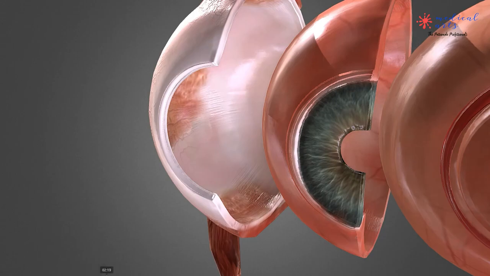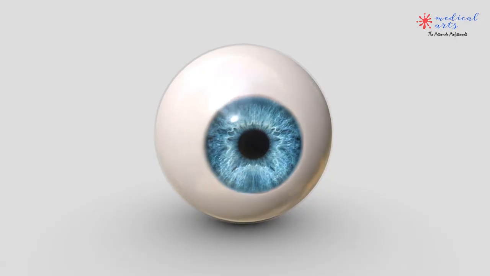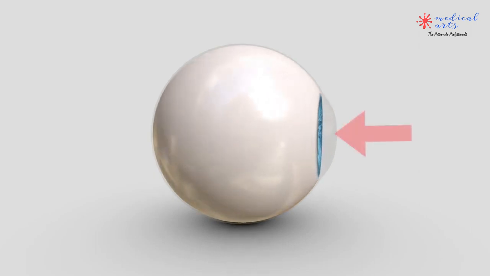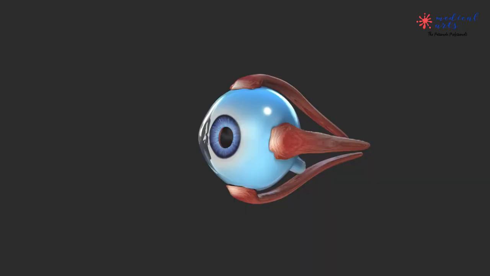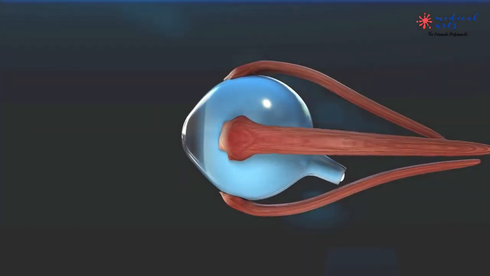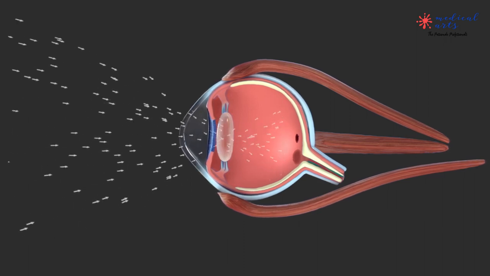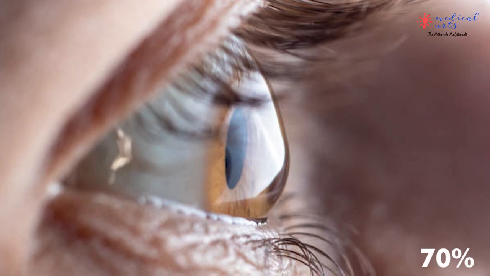The outermost layer is composed of the cornea and the sclera. Sclera is the white visible portion of the eyeball. From the front of the eye, the sclera becomes transparent and moves upward, forming a dome-shaped structure known as the cornea. The cornea is the first optical component of the eye machinery. Light enters the eye through the cornea and is focused. In fact, the cornea provides 70% of the eye's focusing power.